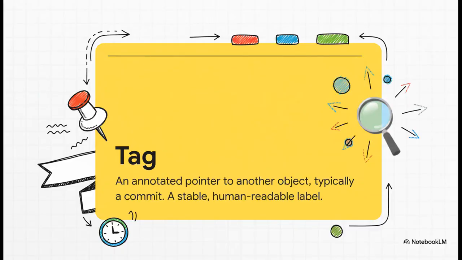And our final Lego block is the tag. This one's super straightforward. It's just a friendly, human-readable pointer to a specific commit. Think of it like putting a permanent sticky note on a version you care about, like v1.0, so you can always find it again without having to remember some crazy long hash.